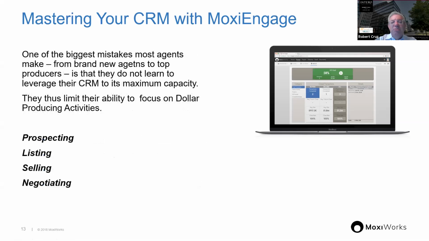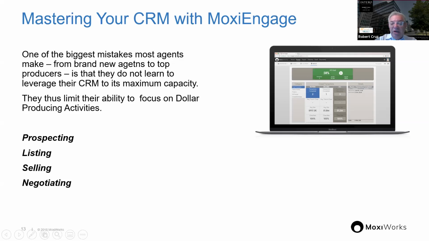All right, so one of the biggest mistakes most agents make, from brand new agents to top producers, is that they do not learn to leverage their CRM to its maximum capacity. They may use it, they may not. Even if they use it, they don't use every piece of functionality to help them grow. Thus, they limit their ability to focus on dollar-producing activities, which again are these four: prospecting, listing, selling, negotiating. In a perfect workday for a realtor, they're only doing these four things.